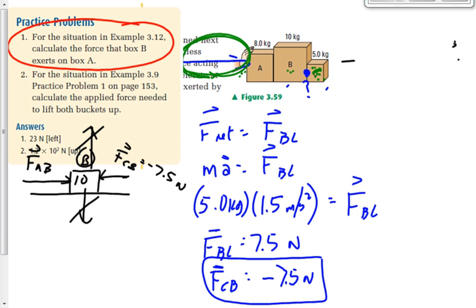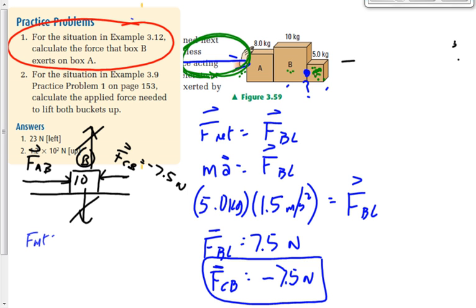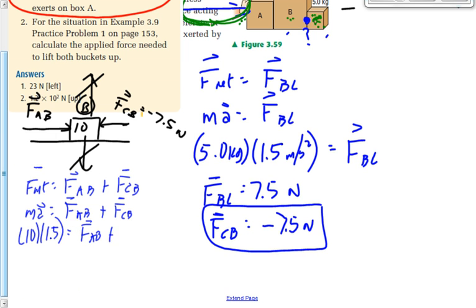Now let's set this up as a net force problem. FAB plus FCB. Let's replace F net with M times A. M is 10 kilograms, A is 1.5. Hold on two seconds, don't pack up, don't leave yet. A is 1.5, FAB is what we're looking for. FCB is negative 7.5. 10 times 1.5 is 15. Take the 7.5 over by adding, and FAB ends up being equal to 22.5, or 23 newtons. So the force of A acting on B is 23 newtons.